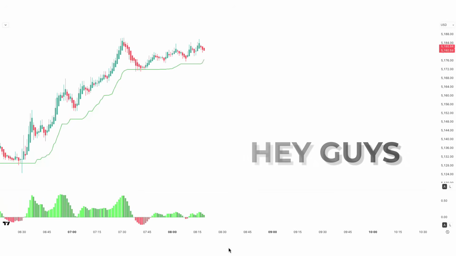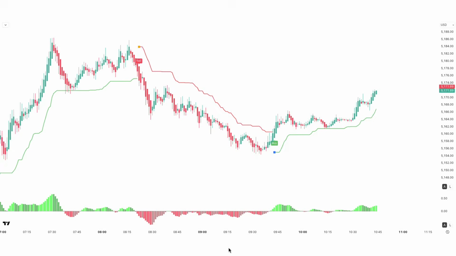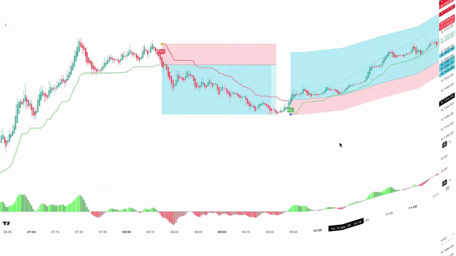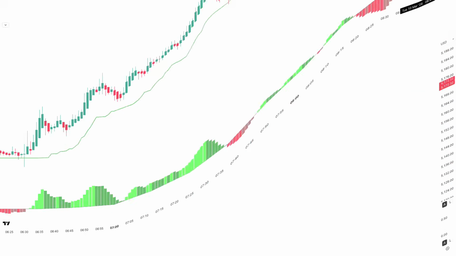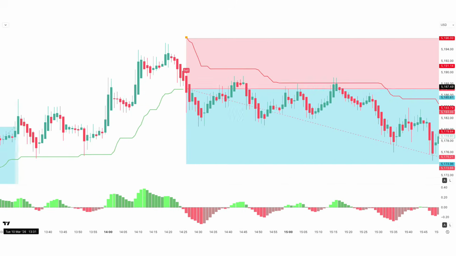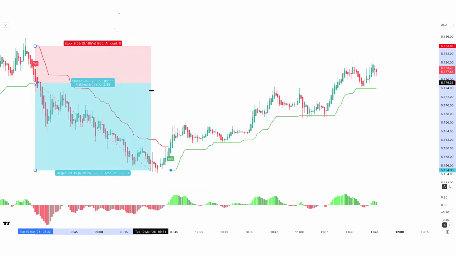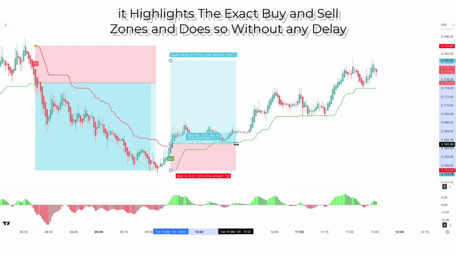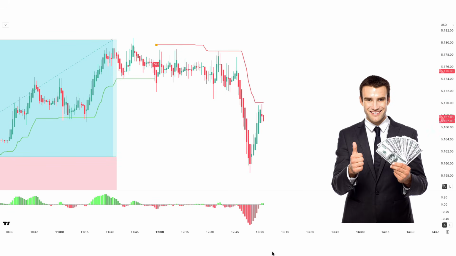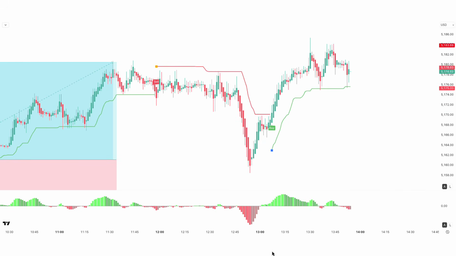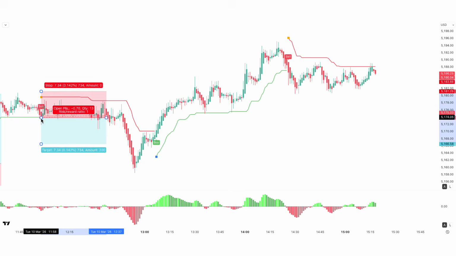Hey guys, this is no ordinary indicator, nor does it generate random signals. These sniper settings operate with a level of precision that leaves even experienced traders in shock. When the market is in a state of confusion, this system provides clarity. While everyone else is merely guessing, it highlights the exact buy and sell zones and does so without any delay. Its underlying logic isn't just simple, it's smart. It reads price action and momentum so cleanly that false signals are virtually eliminated.